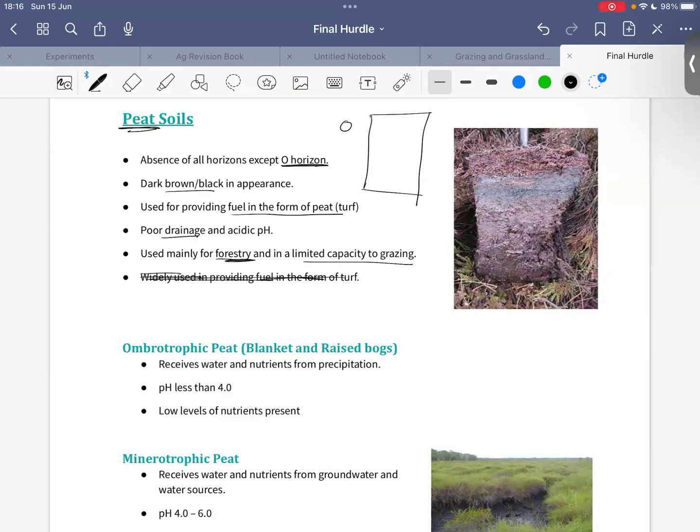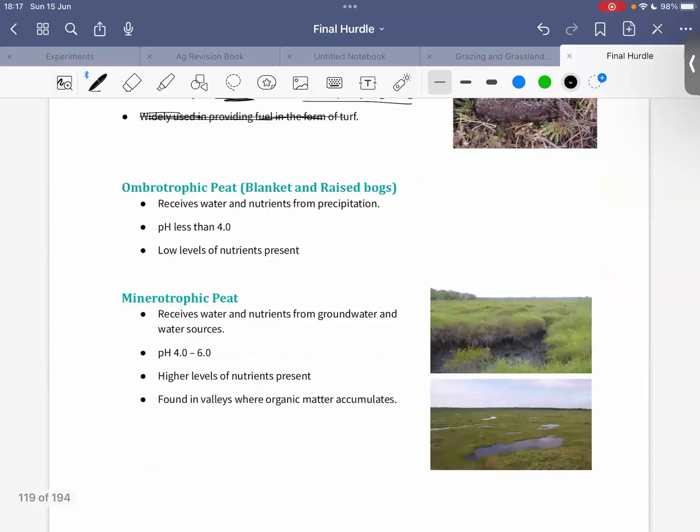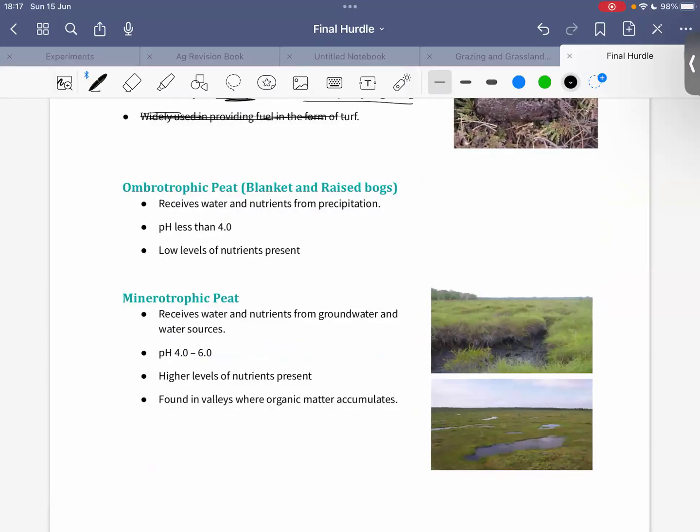But yeah, Connor, I can't see being asked to draw a labelled diagram of a peat soil. I can't see that coming up. But what I can see coming up is how our peat soils are formed, or how we preserve them. We'll talk about that a small bit later. Ombrotrophic and minerotrophic peats are two different types of peats as well.